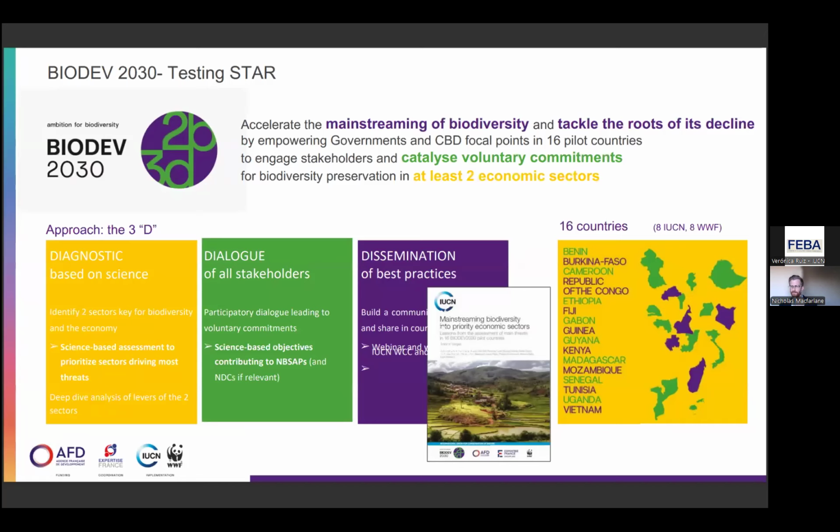Next slide, please. Turning to Francophone Africa and Asia, in work funded by Agence Française de Développement, and working across 16 different countries, STAR was used to help assess economic sectors in each country that would have the greatest opportunity for improving biodiversity.